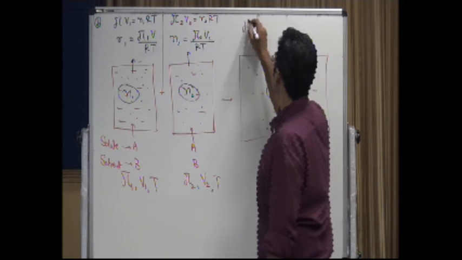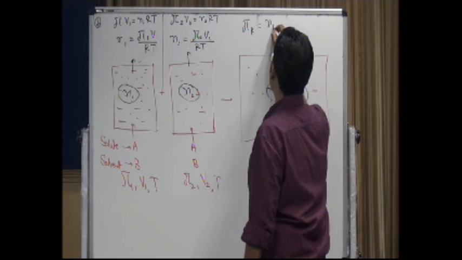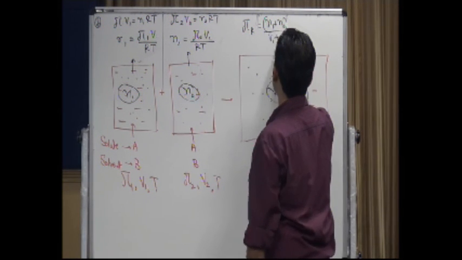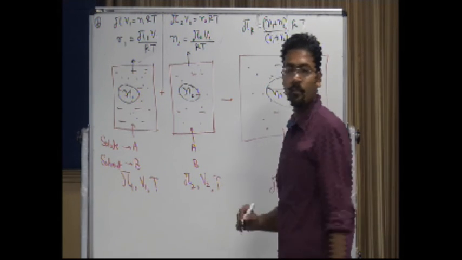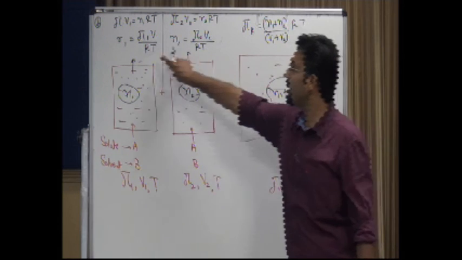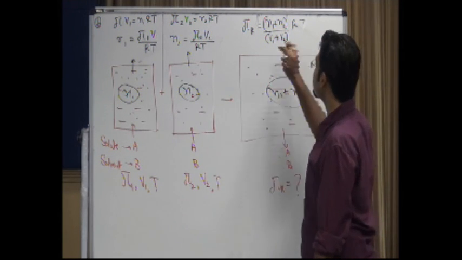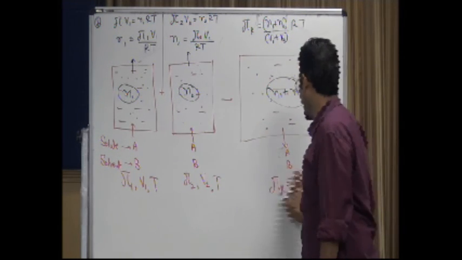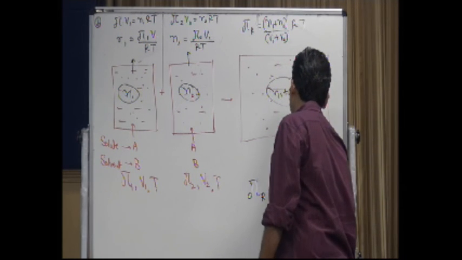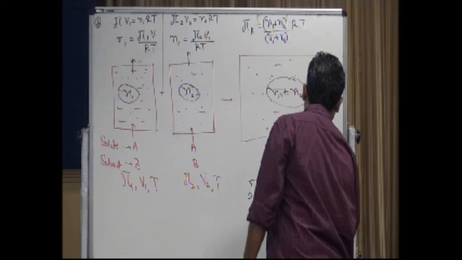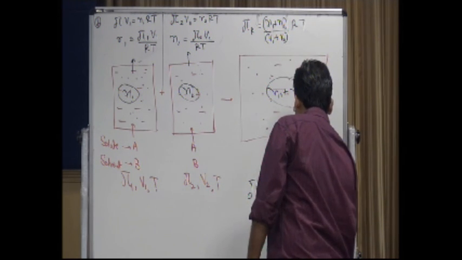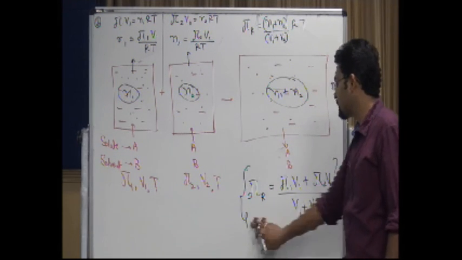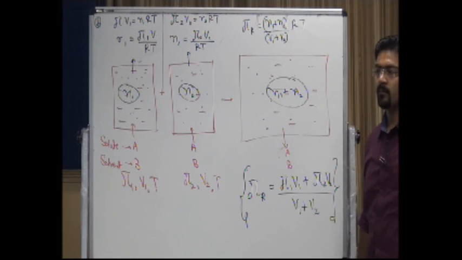So the resultant osmotic pressure should be equal to the total number of particles upon the total volume, which will be the sum of the two, V1 plus V2, into RT. So I can quickly substitute the values of N1 and N2 from here. N1 RT will be equal to pi 1 V1, and N2 RT will be equal to pi 2 V2, which means this will come out to be pi 1 V1 plus pi 2 V2 upon V1 plus V2. Got it?